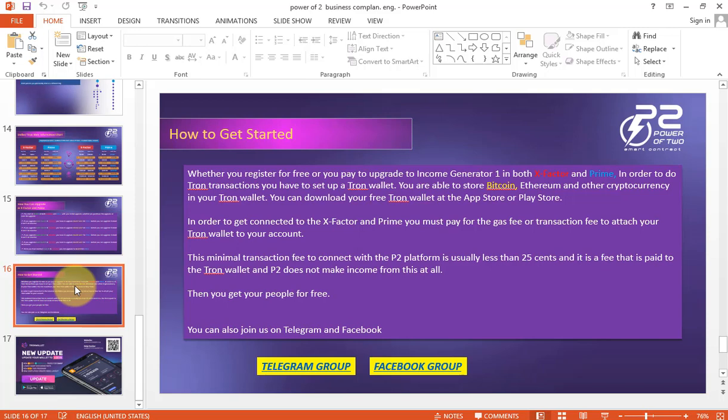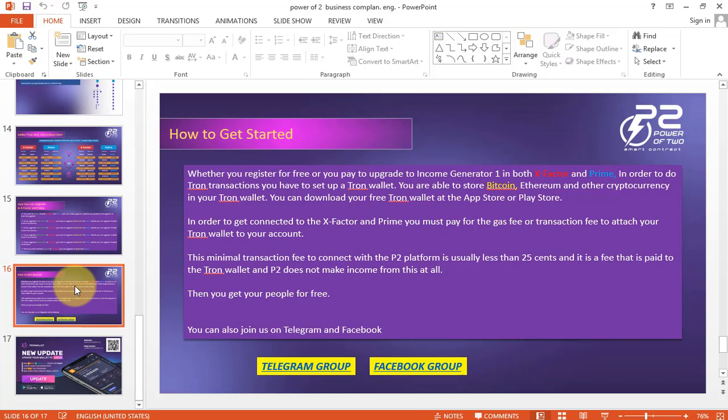In order to get connected to the X Factor and Prime, you must pay for the gas fee or transaction fee to attach your Tron wallet to your account. So basically, you register for free, but like I said, the blockchain will require that gas fee in order to execute the contract. And once the contract is executed, your information is recorded onto the blockchain. And what information is required or recorded on the blockchain? That is your Tron wallet address. Okay, that's your information recorded on the blockchain, because once that is recorded, it means you are now in the system basically.